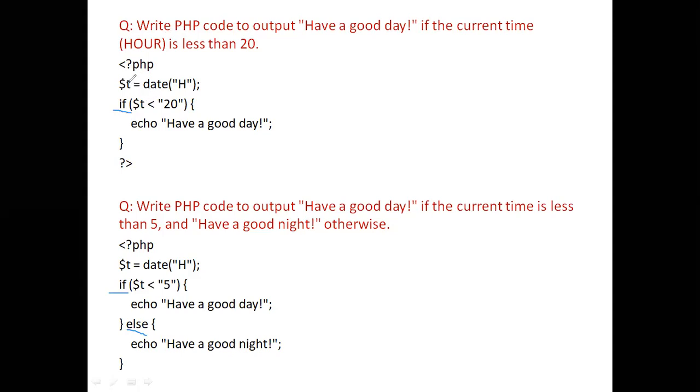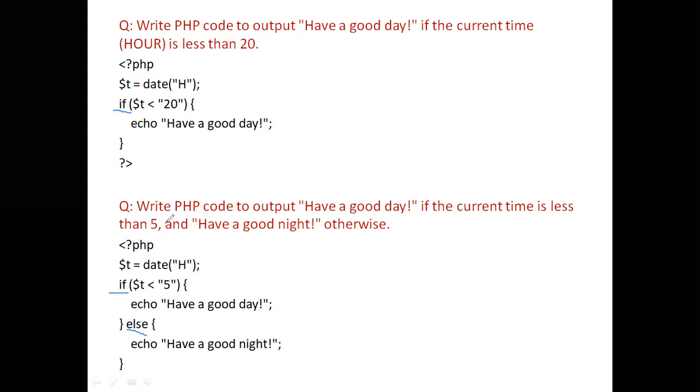So we set up a $t variable. The date is an hour. They are going to check the time of day. So if the time is less than 20, the output will be "Have a good day!" It's going to output that. We will go and test these things and then compile in the PHP tester.